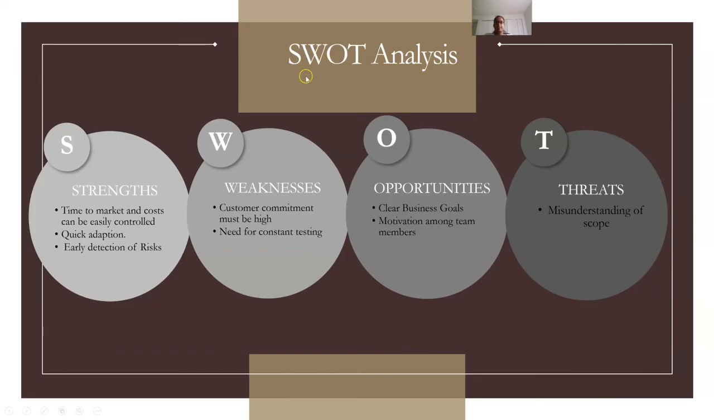Coming to the SWOT analysis, that is strength, weakness, opportunity, and threat. So some of the strengths of Agile are time to market, and the cost can be easily controlled since all the iterations and increments are very small, and early feedback is available from the customers. Quick adaptation based on the feedback, and early detection of risk. Since the product is already rolled out in the market, we can actually analyze and detect the risks.